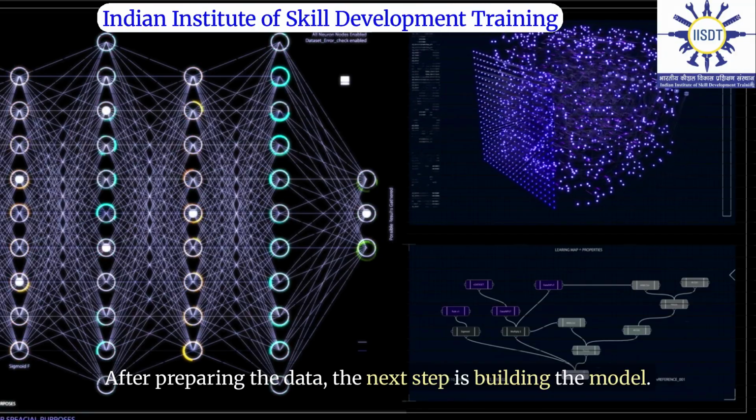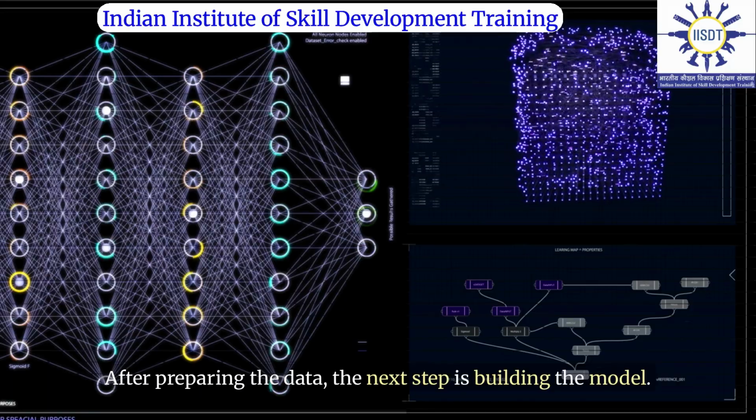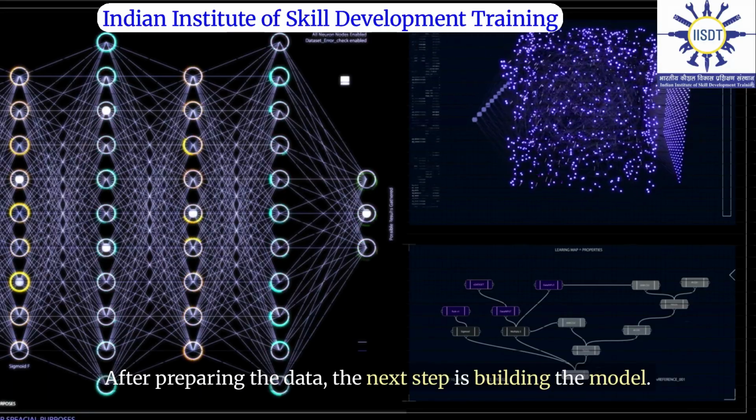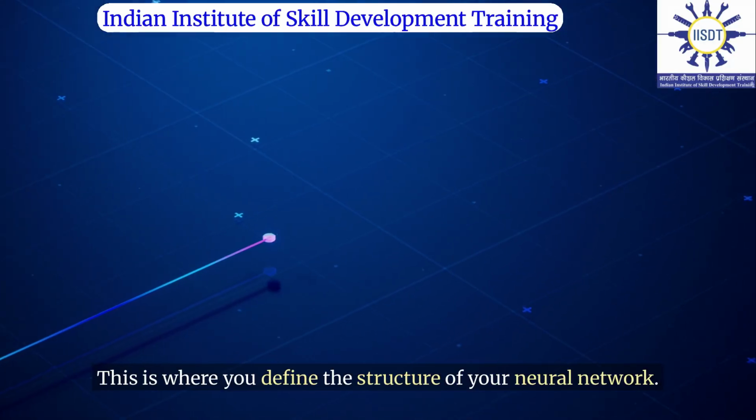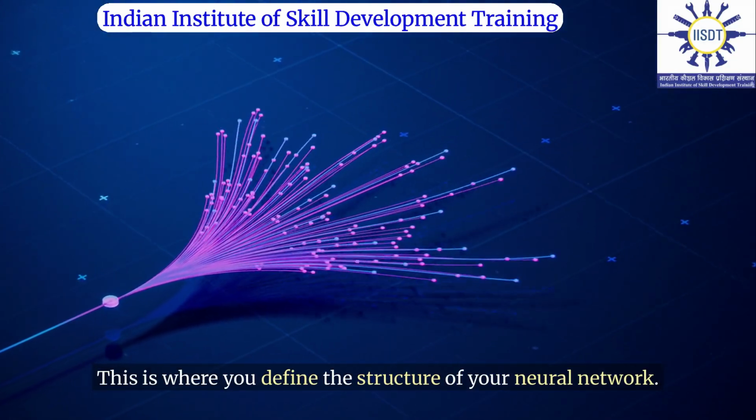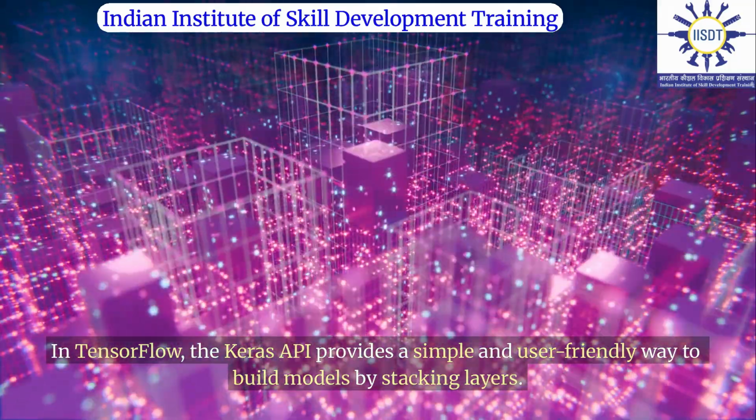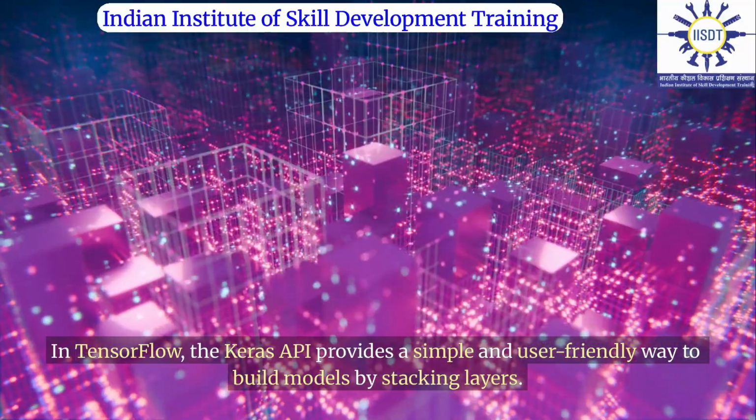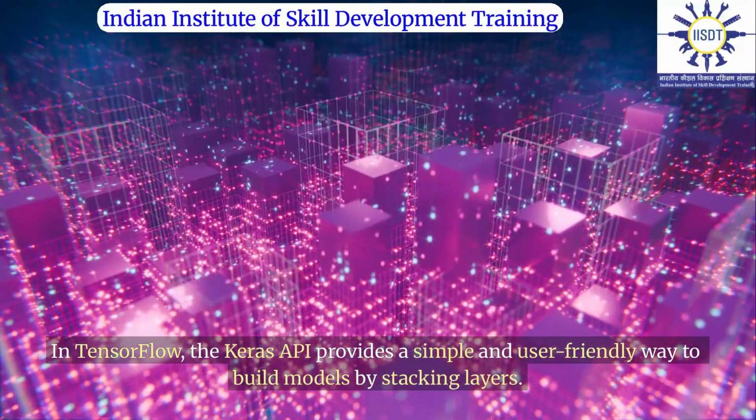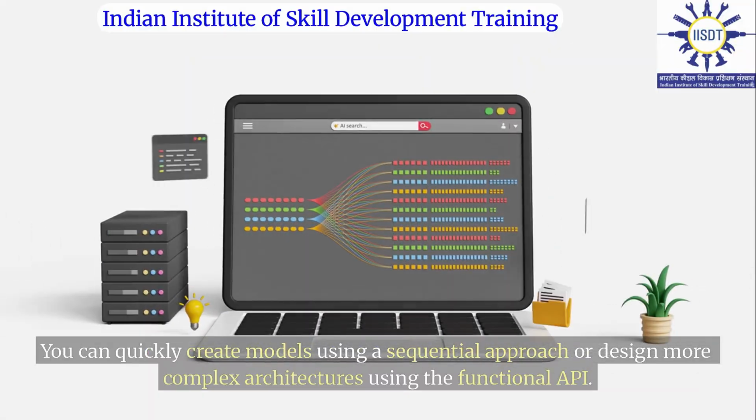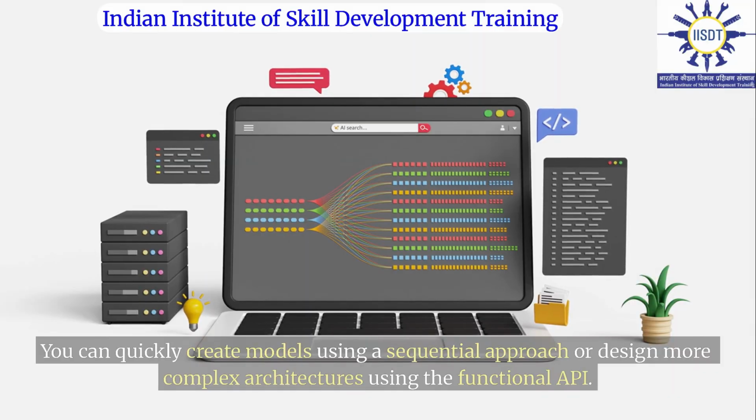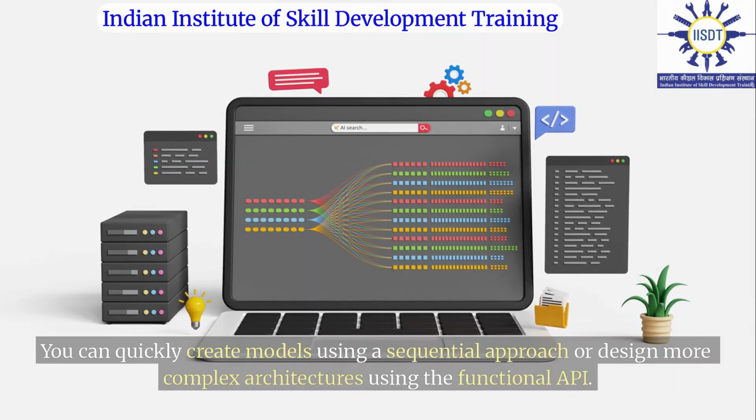After preparing the data, the next step is building the model. This is where you define the structure of your neural network. In TensorFlow, the Keras API provides a simple and user-friendly way to build models by stacking layers. You can quickly create models using a sequential approach or design more complex architectures using the functional API.